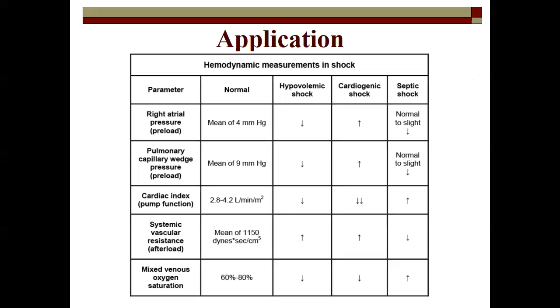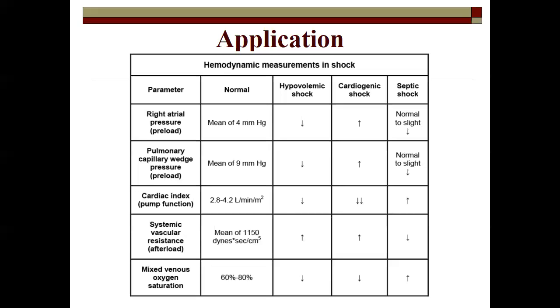Afterload, we talked about the measurement of afterload in dynes. I'm not going to cover how to calculate a dyne because it's an algorithmic formula. If you were seeing that on a question, it would say increased systemic vascular resistance or a low systemic vascular resistance. It's not going to give you a measurement of dynes. A patient with hypovolemic shock is going to have an increased SVR. Cardiogenic shock, they're going to have an increased SVR. And distributive or septic shock, they're going to have a low SVR.